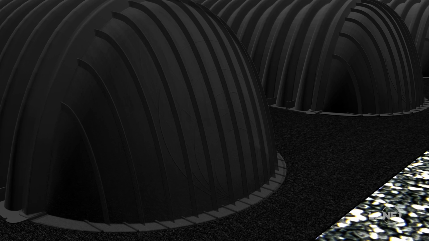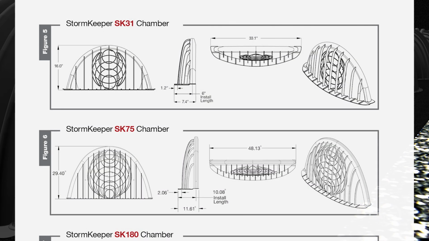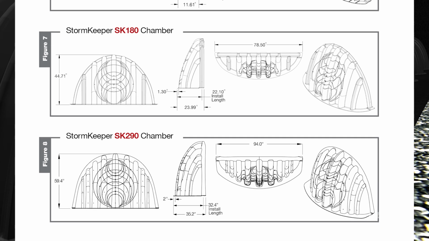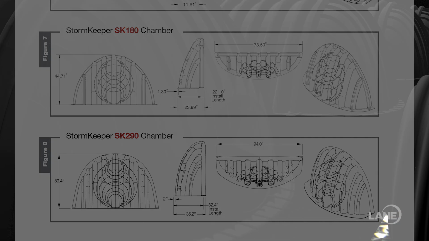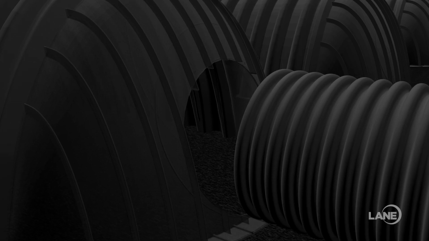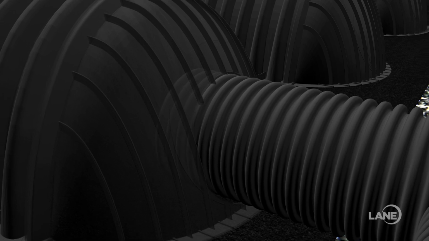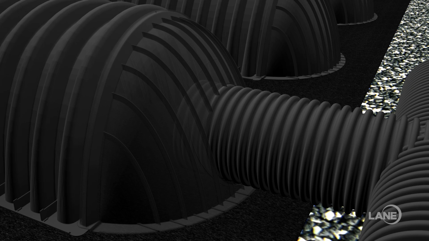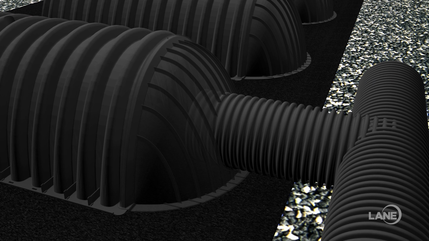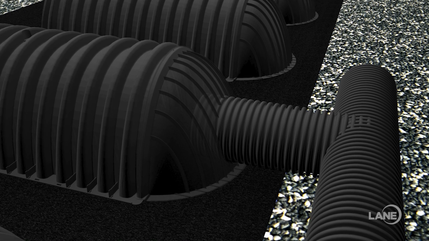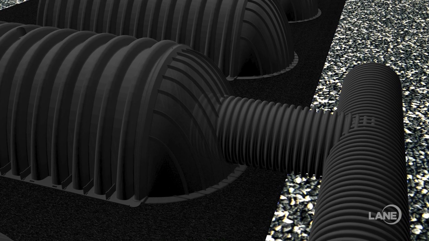Cutout templates for the various stub diameters are provided on each end cap, along with a starter hole for a reciprocating saw to help ensure a close fit. Stubs are inserted into the chamber row 1 foot from the end cap, except for the SK0290, which is inserted 2 feet. Non-woven geotextile, i.e. filter fabric, is used to wrap the stub at the end cap to prevent stone from infiltrating the chamber row through the gap around the connection.